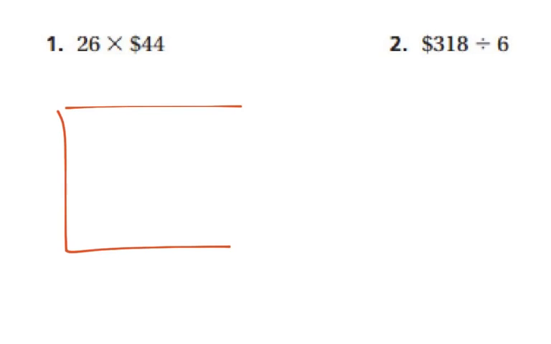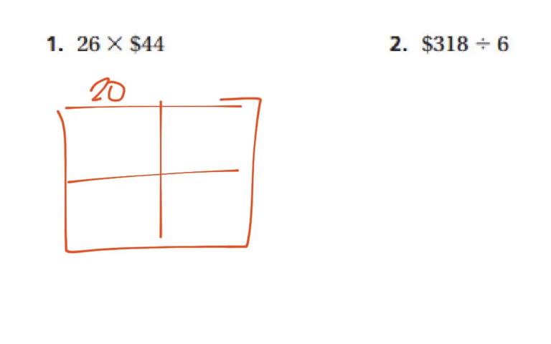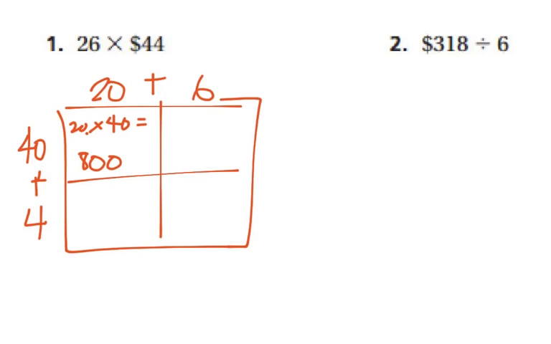I'm going to use the box method for this one because I just like the box method using partial products. So I'm breaking 26 into 20 plus 6, and I'm breaking 44 into 40 plus 4. Okay, in the first box I'm multiplying 20 times 40, which is going to give me 800 because that's like 2 times 4, which is 8, and then I add my 2 zeros to the end.